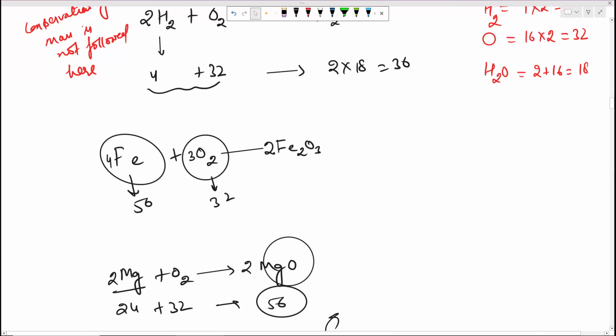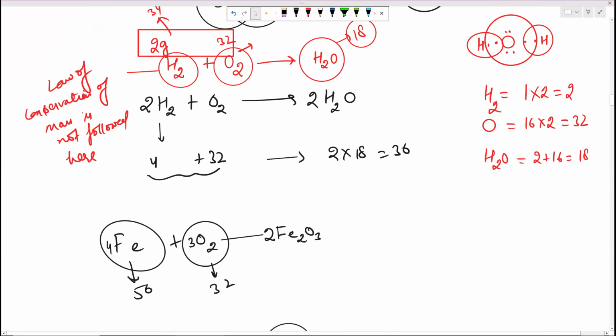What do you check here? That we need to balance the chemical equation. So if I place 2 here, 2 here and 2 here, you will find that there will be 4 hydrogen atoms. The total mass will be 4. There are 2 oxygen atoms. The total mass will be 32.